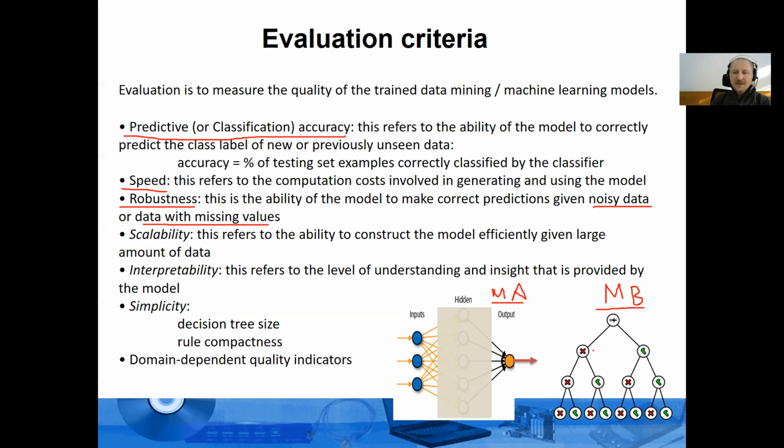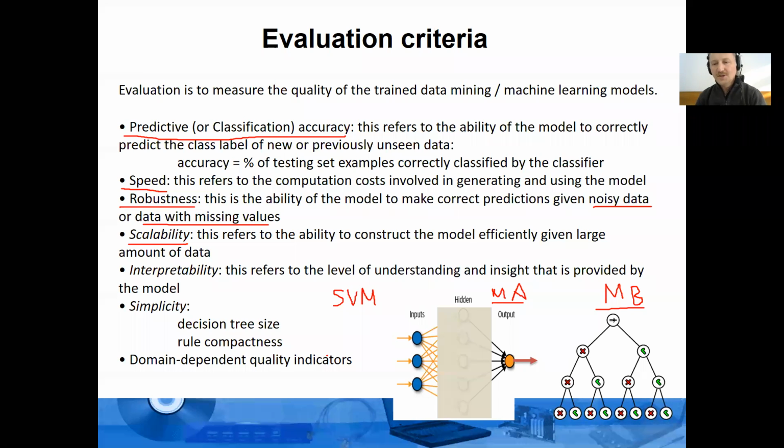For example, a support vector machine model is a more robust model than others. Another criterion is scalability. When you compare two decision tree models or machine learning models, we can compare them by means of their scalability.